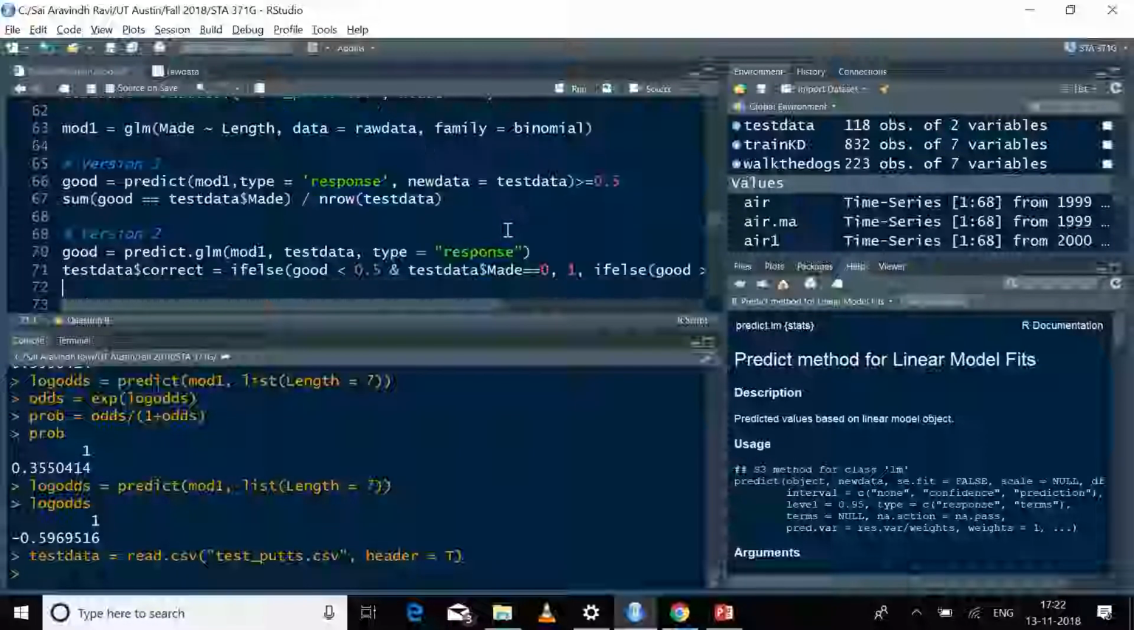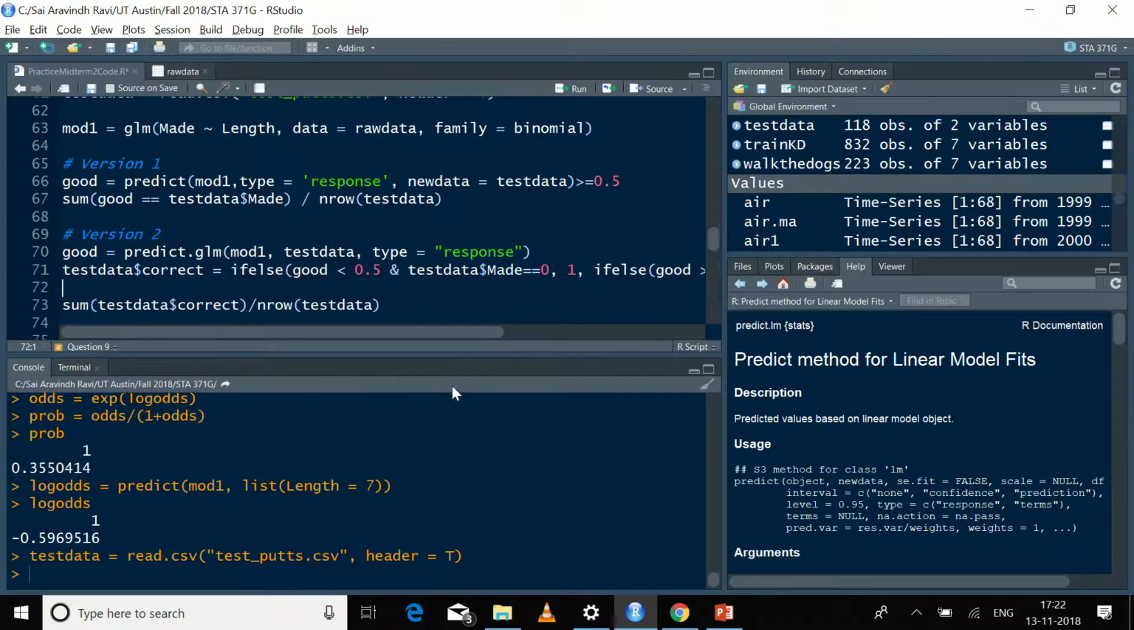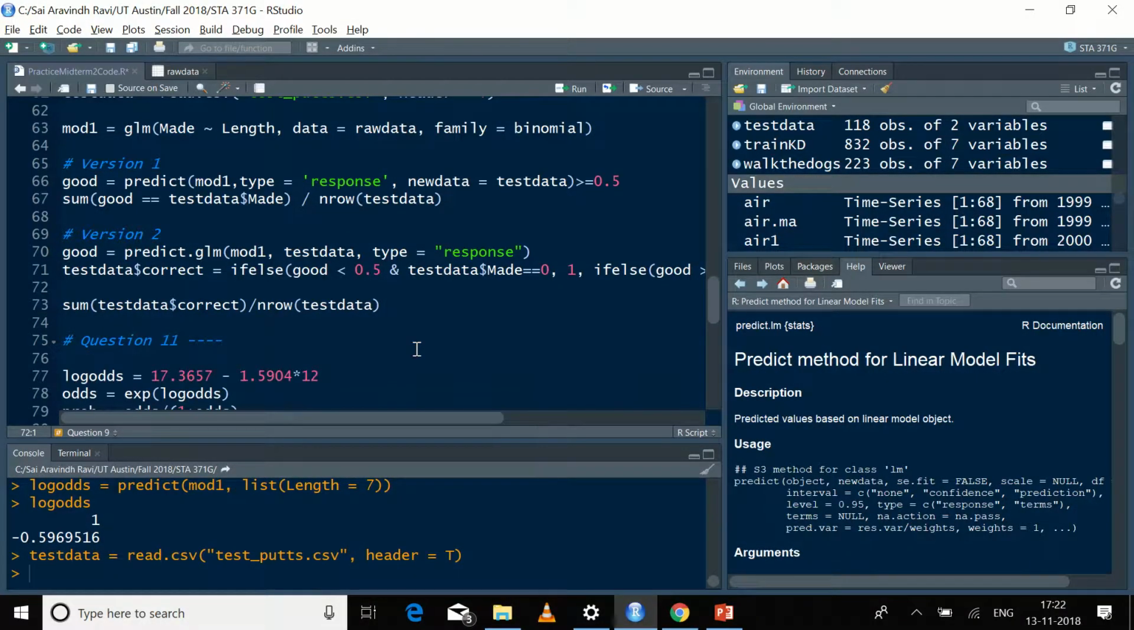So there are two ways of doing this, all right? You can use an if else statement, like I think your professor would have taught in class. Or there's another way of doing this.